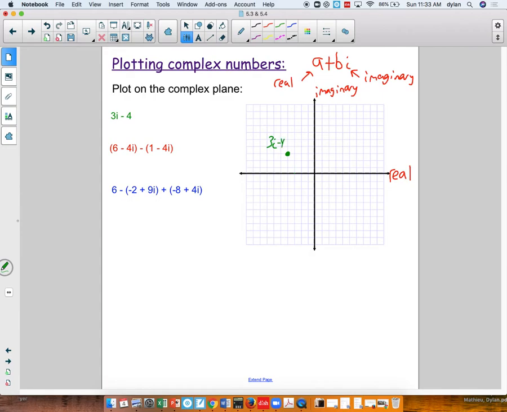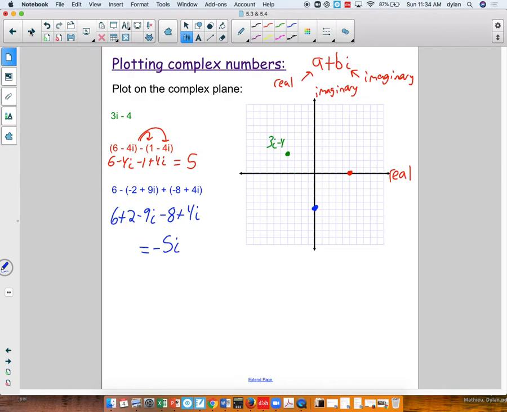Now, if I wanted to do (6 minus 4i) minus (1 minus 4i), I would need to simplify that first. And if I distribute the negative here, we've got 6 minus 4i minus 1 plus 4i. In other words, we really just have 5. So that long thing is represented by a dot on the real axis at 5. Now similarly, we can do this last one as well. We've got 6 plus 2 minus 9i minus 8 plus 4i, which is really the same thing as negative 5i. So we would be looking at the imaginary axis and go down 5. And that would give us our point, negative 5i. So you can see that plotting on the real and imaginary axis isn't too difficult as long as you can remember which axis is real and which axis is imaginary.